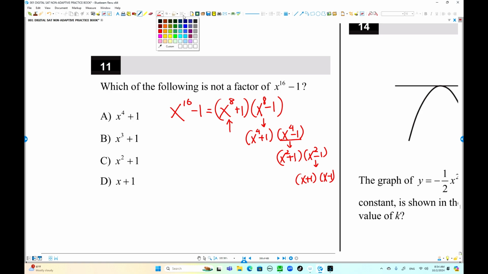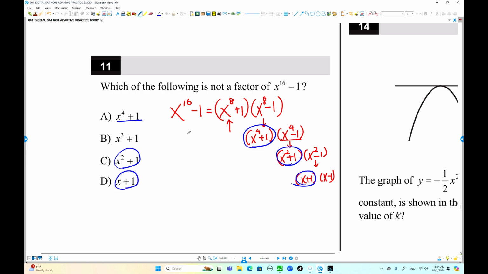So, which one is the correct answer? We have the x to the 8 plus 1 over here, and x squared plus 1 over here, and x plus 1 over here. But we cannot see x cubed plus 1. That's right. So this one cannot be a factor.